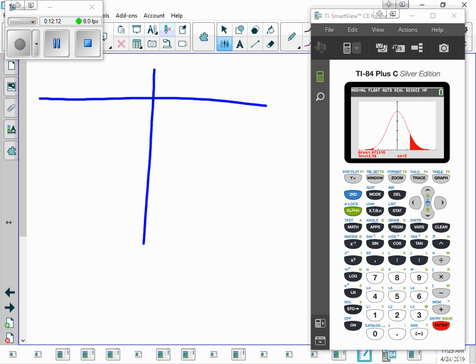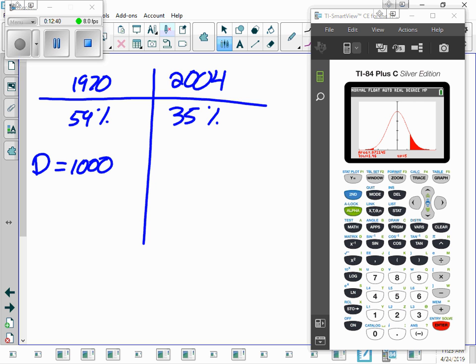So we have 2 boxes, one from 1970 and one from 2004. The first one claims 59%, and the second one claims 35%. Now, do we really know that those are true? No, those numbers came from a sample. And just to make our lives easier, we're going to say that both samples were equal to 1,000. I don't know what they really were.